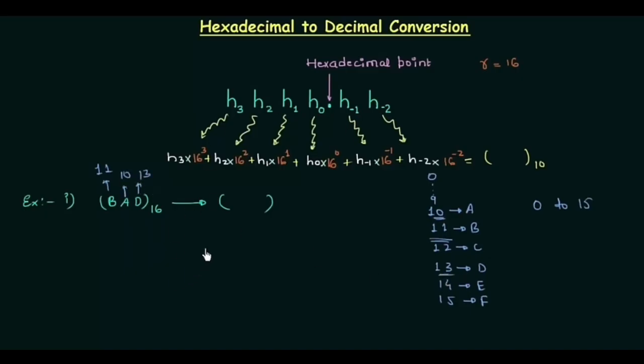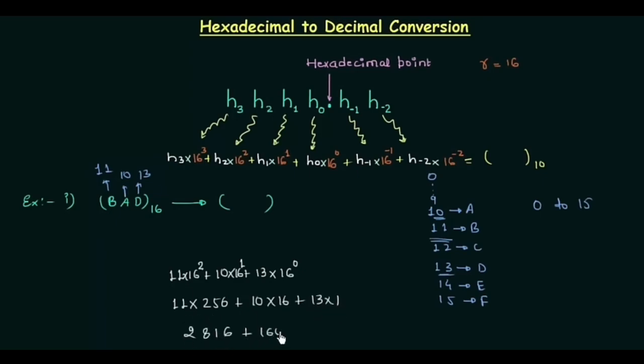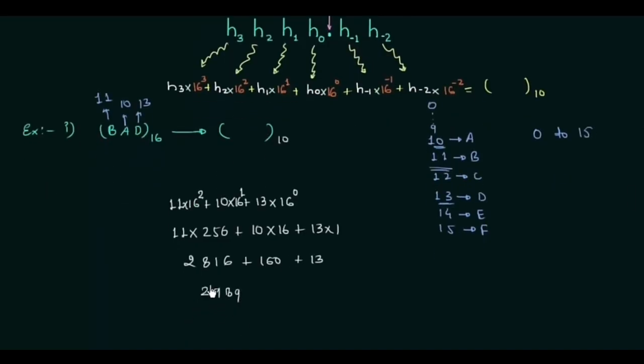We will follow the same procedure. I will multiply 13 by 16 raised to power 0. I will multiply 10 by 16 raised to power 1, and I will multiply 11, because B is 11, by 16 raised to power 2. Very simple. 16 raised to power 2 is 256. 10 multiplied by 16 and 13 multiplied by 1. 11 multiplied by 256 is 2816. Then we have 160 plus 13. And if you add this, the answer will be 2989. So this is the decimal equivalent.